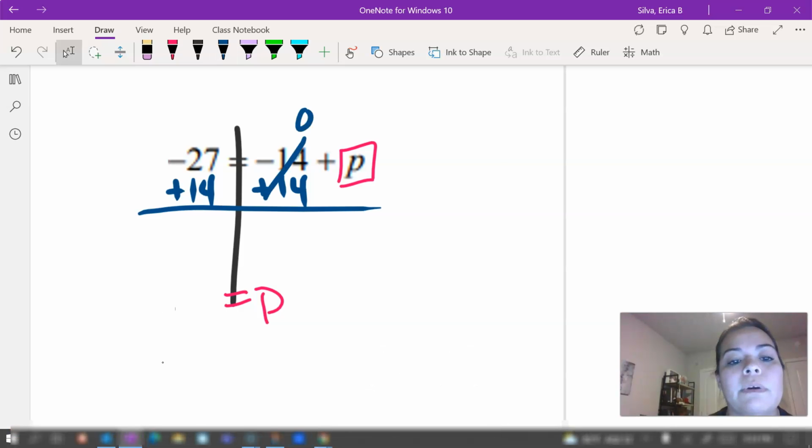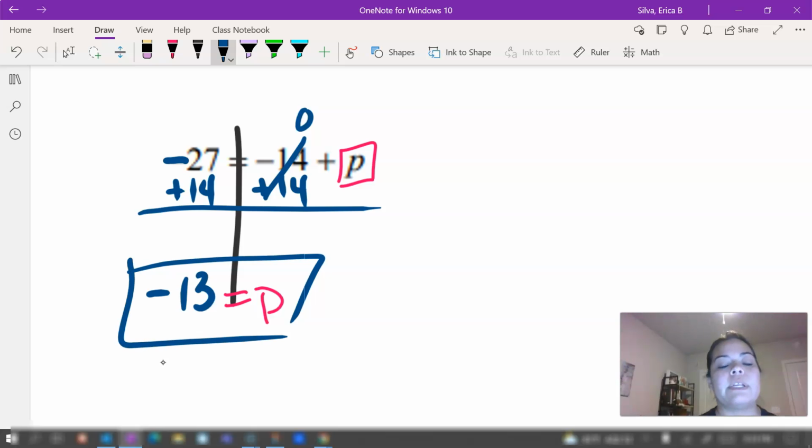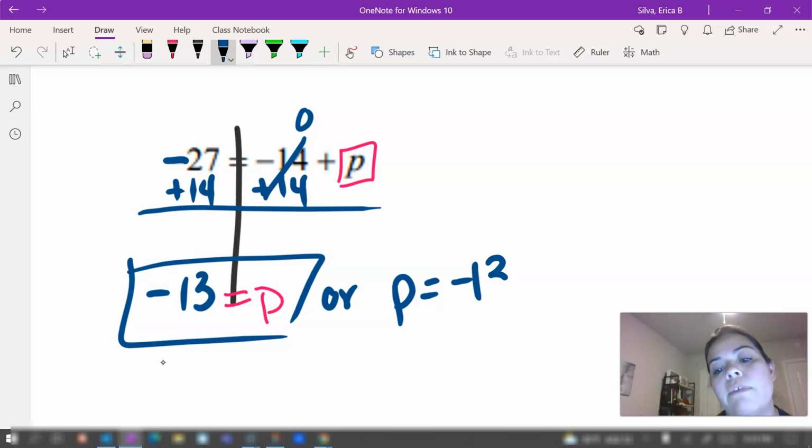This gives us 0. And then we get negative 27 plus 4. Remember, if your signs are different, then we find the difference, which is subtraction. So we subtract both values, we get 13, and we keep the sign of the larger number, and the larger number is 27. And now we have negative 13 is equal to p, or again, p is equal to negative 13.